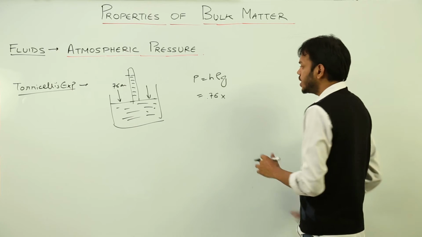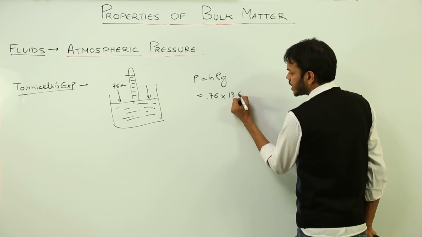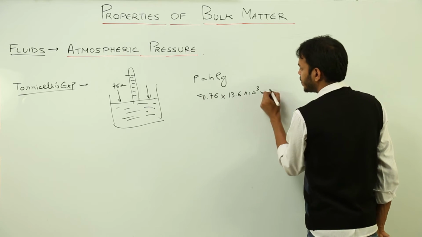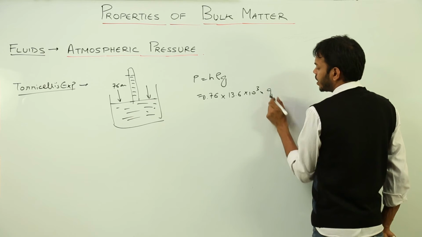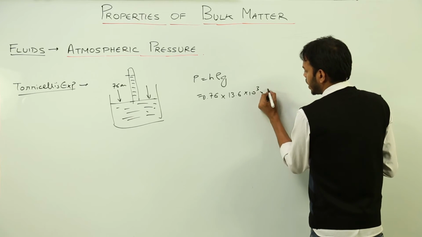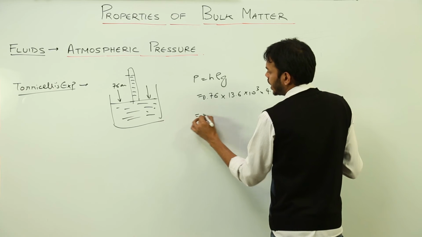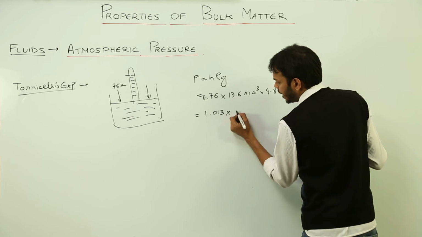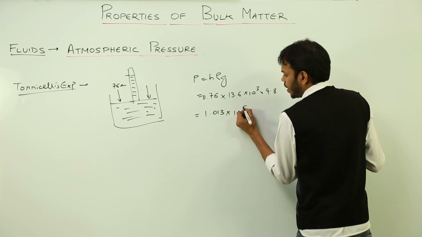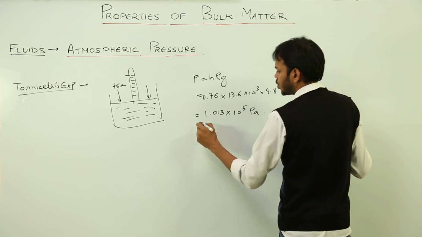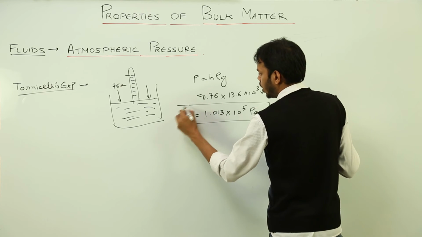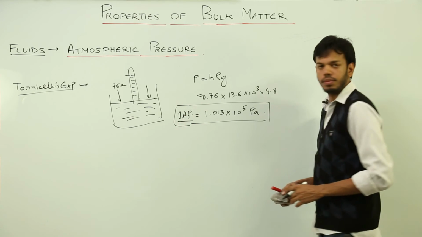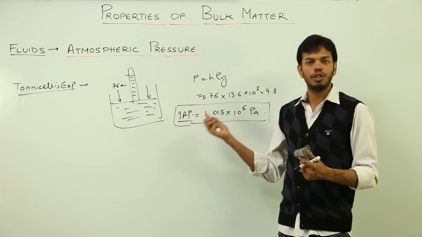The density of mercury is 13.6 × 10^3 kg per meter cube, multiplied by 0.76, multiplied by 9.8 meters per second squared, the acceleration due to gravity. This gives us 1.013 × 10^5 pascals. This value is called 1 atmospheric pressure, which is roughly 1 × 10^5 pascals.